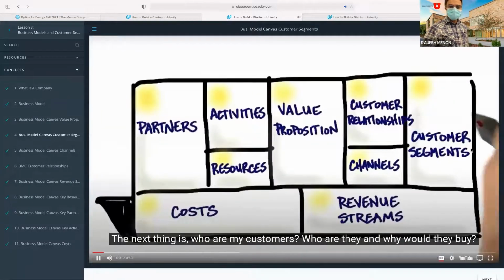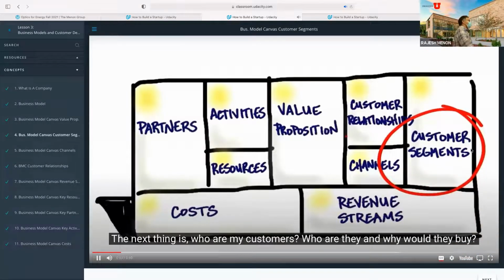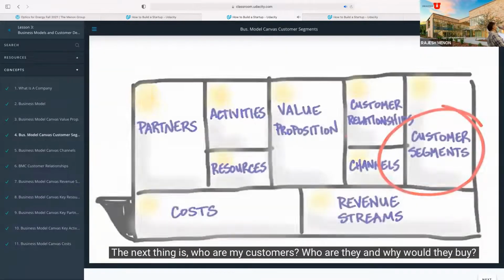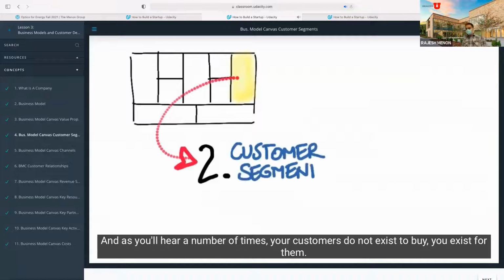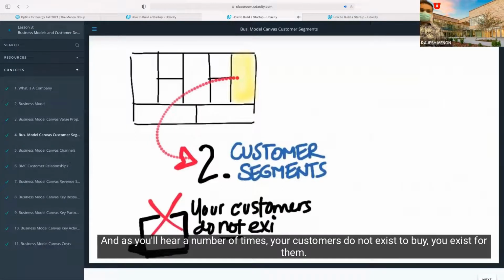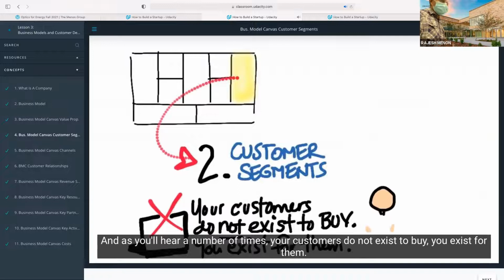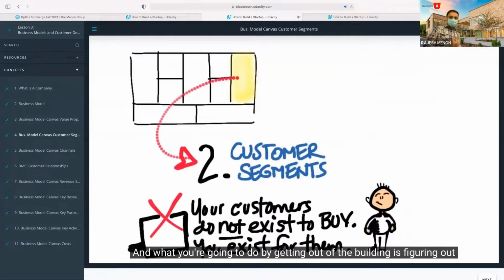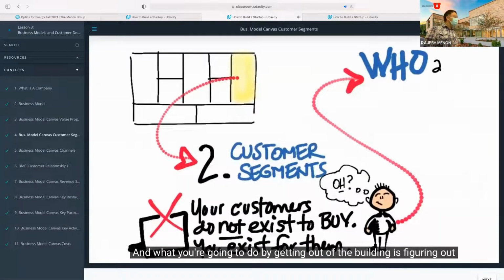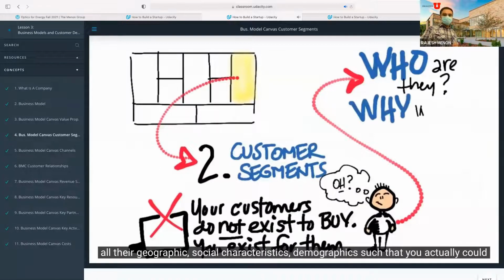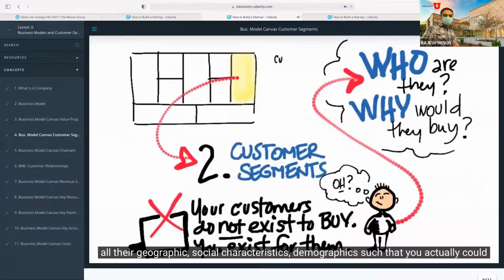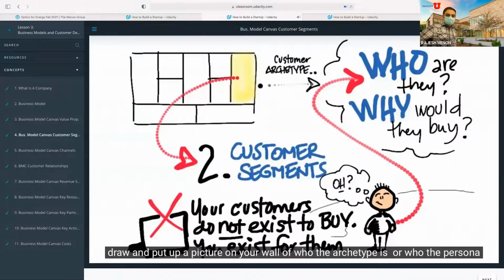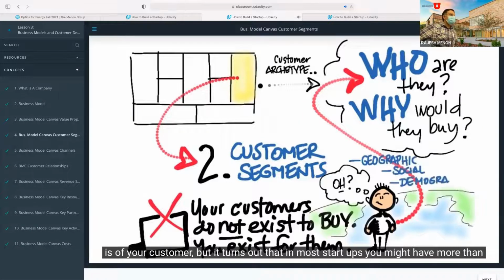So the next thing is, who are my customers? This is, of course, very important because it will affect your technology, and why would they buy? And of course, as you'll hear a number of times, your customers do not exist to buy, you exist for them. And what you're going to do by getting out of the building is figuring out all their geographic, social characteristics, demographics, such that you actually could draw and put up a picture on your wall of who the archetype is or who the persona is of your customer.